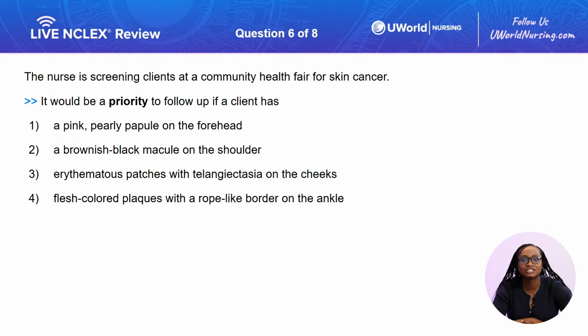Next question. The nurse is screening clients at a community health fair for skin cancer. It would be a priority to follow up if the client has what? Option 1, a pink pearly papule on the forehead. Option 2, a brownish black macule on the shoulder. Option 3, erythematous patches of, I can't say this word, telangiectasia on the cheeks. I think those are like spider-like vesicles on the cheek. And then flesh-colored plaques with a rope-like border on the ankle.